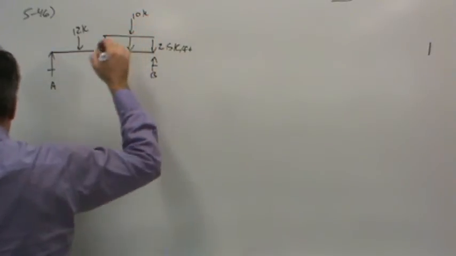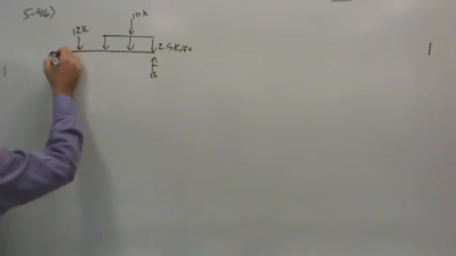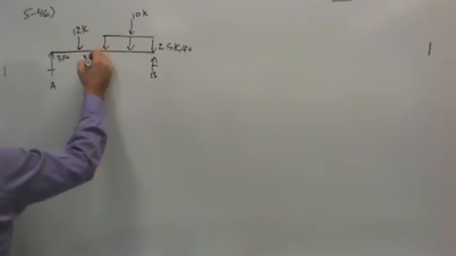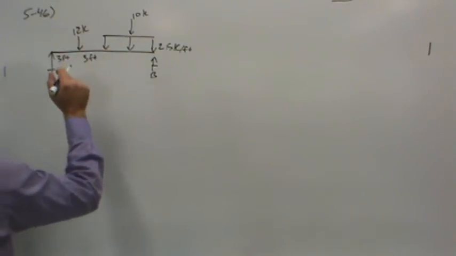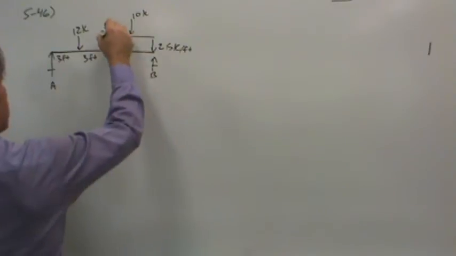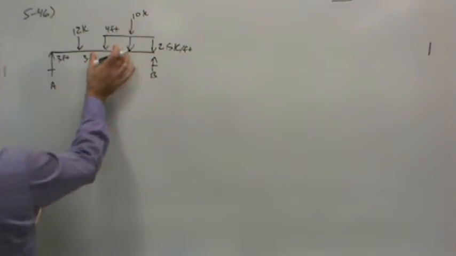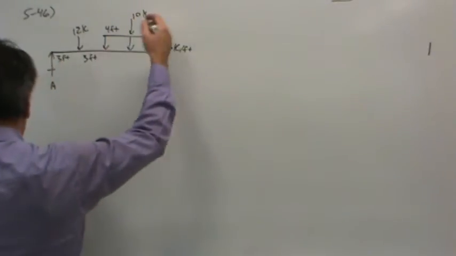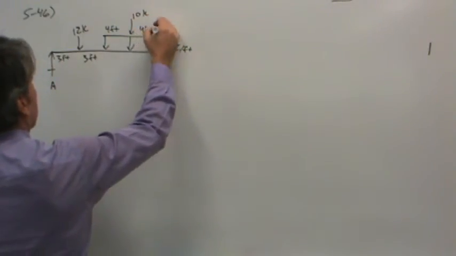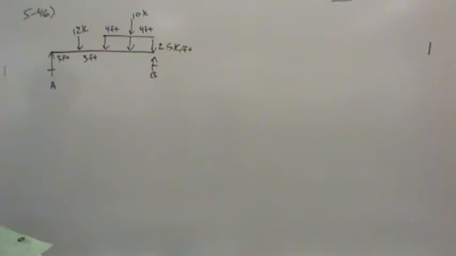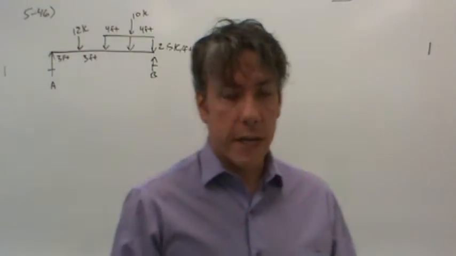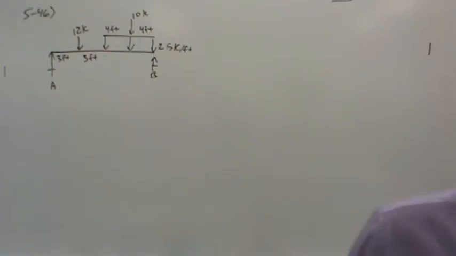Now, the position of all these loads are 3 feet between A and 12K, 3 feet between 12K and the distributed load. The distributed load, there's 4 foot of this 2.5 kip per foot distributed load, then the 10K load, and then another 4 feet to the reaction at B. And so my goal is to create the shear and moment diagrams for this beam, as well as finding the reactions. So let's begin by finding the reactions.